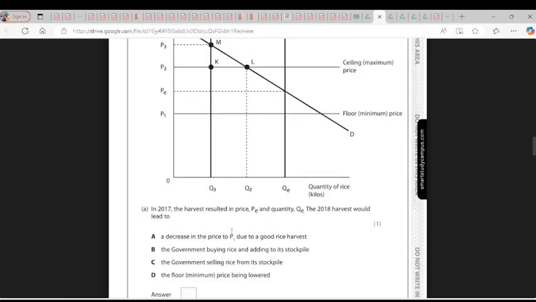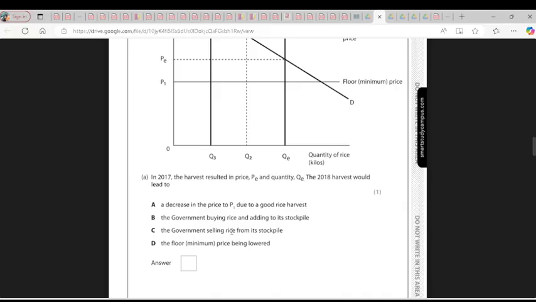So because there's going to be shortage, it means government has to sell from their stockpile. Because there's shortage now, government has to bring out the ones that they've kept. So yeah, the government selling rice from its stockpile. That is the answer, which is C. Do you get it? Yes.